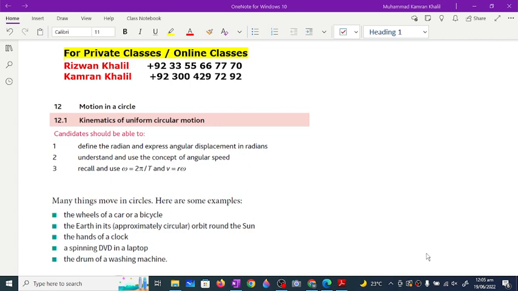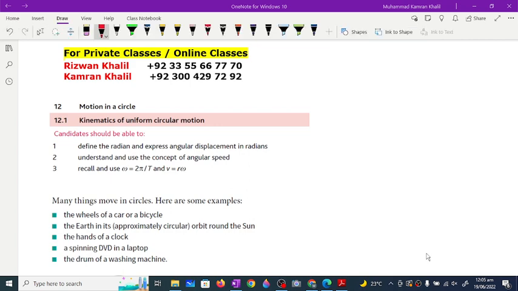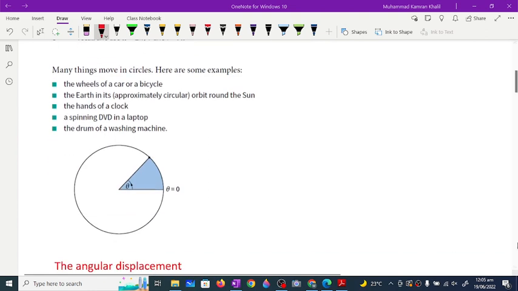Before moving towards the first learning objective, we have observed that there are so many things around us which are moving in a circle. The wheels of a car or a bicycle are a perfect example of an object moving in a circle. The earth rotating around the sun, the electron revolving around the nucleus, the hands of a clock, a spinning DVD in a laptop, then the drum of a washing machine, because there is a motor, and when the motor rotates, it means that there is a circular motion. So basically, in circular motion, there is a change in angle.